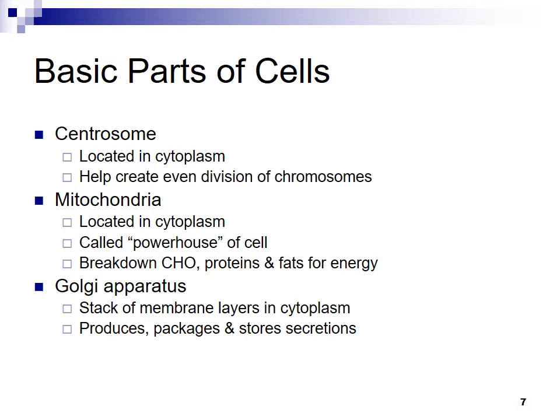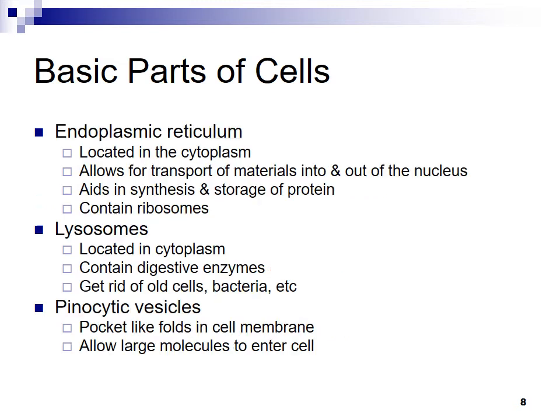And the Golgi apparatus, this is a stack of membrane layers in the cytoplasm. What this does is it produces and packages and stores secretions. So some cells are going to be real rich in Golgi apparatus, and some aren't going to have quite as much. But if you think about the cells of our mucous membranes, that's a lot of what they do, right? They're secreting. So those are going to have very active Golgi apparatus.